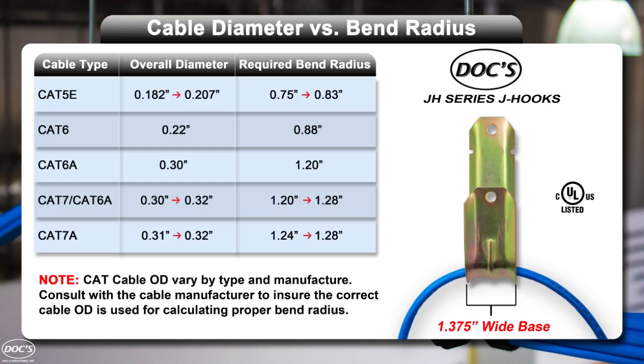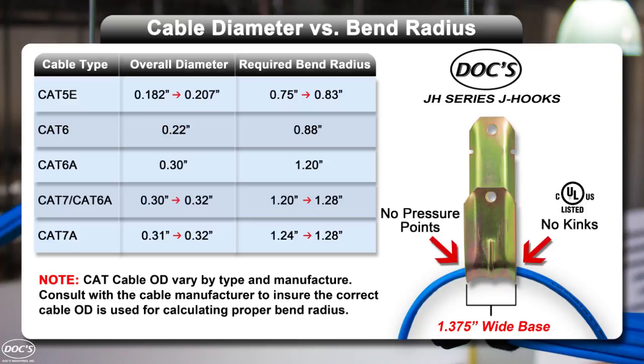In general, as cable has gone from category 5 to 7 to accommodate higher speed data transmission, the minimum bend radius required to maintain cable geometry has increased. For instance, a Cat6A cable with an outer diameter of 0.3 inches should have a minimum bend radius of 1.2 inches.